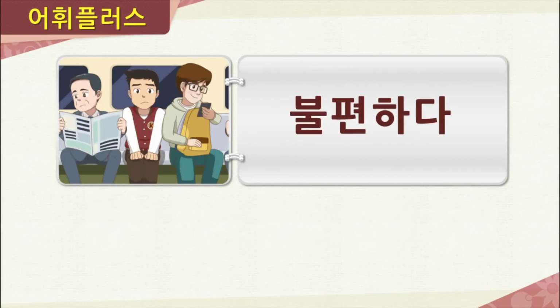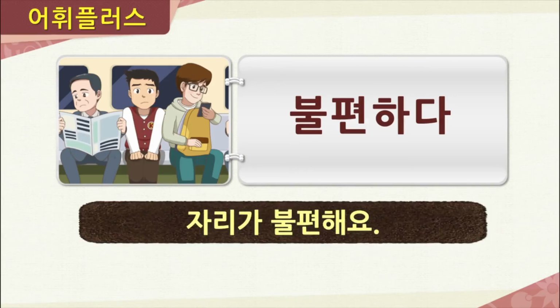Now the next word here is 불편하다. In the picture here you can see Junsu sat down on the subway, but his seat is very narrow and tight. So how could you describe his seat? Well, we can describe it as uncomfortable or 자리가 불편해요.